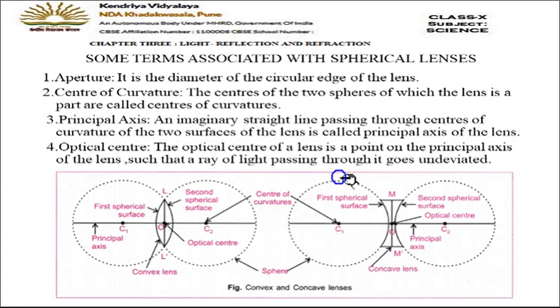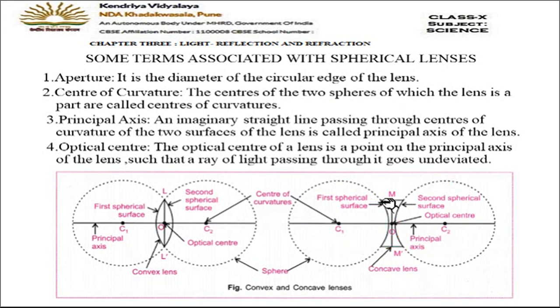Same case here in the second diagram on the right-hand side. Again two spheres are there. This is sphere number 1, this is sphere number 2. Their centers are C1 and C2. Here you can see that these two spheres are not overlapping, but they are drawn very close to each other. When they are very close, a particular shape is formed. You can see what shape it is.